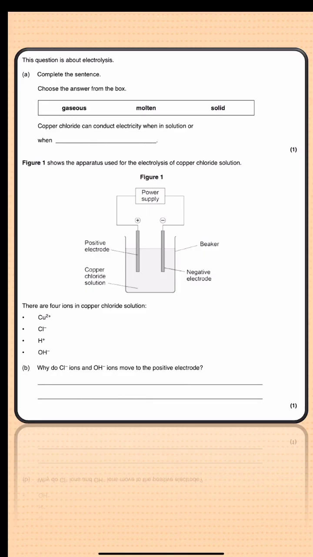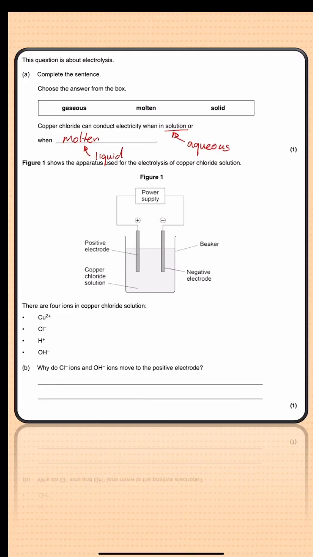All right, so let's look at an exam question here about electrolysis. Choose the answer from the box. Copper chloride can conduct electricity when in solution or when, what do you guys think the answer is? Molten, yes. Does anyone know why it only conducts electricity when it's molten or in solution? This is something that we learn in the bonding topic. Another word for solution is aqueous, and molten basically means it's liquid. It can't conduct electricity as a solid. So what's the reason why?